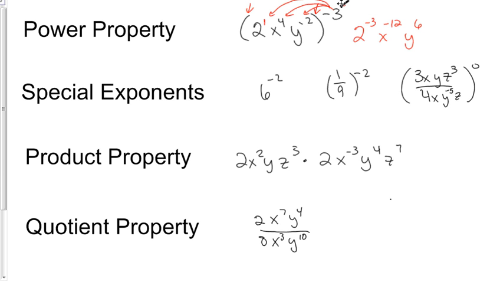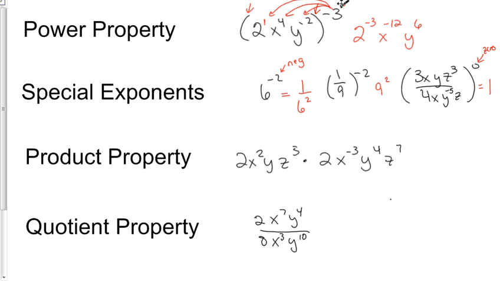So let's see what the special exponents property is. Special exponents are the negatives or the zeros, one of the two. And remember, the negative exponents just mean reciprocal. So this is 1 over 6 squared. This is 9 to the 2nd over 1. The 0 exponent just means that everything is equal to 1. So since all of those would get to 0, it's just equal to 1. So that'll be the second step in most of these problems.